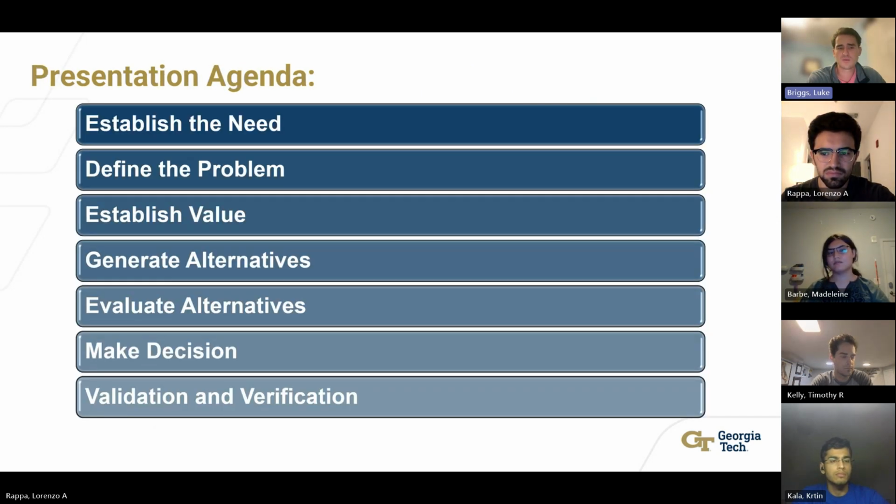And so the agenda for today is we're going to first talk about establishing the need. We're then going to define the problem and establish what value our solution could provide. From there, we're going to generate and evaluate different alternatives, in which ultimately we'll be able to make a decision and provide a framework for validation and verification in the future.